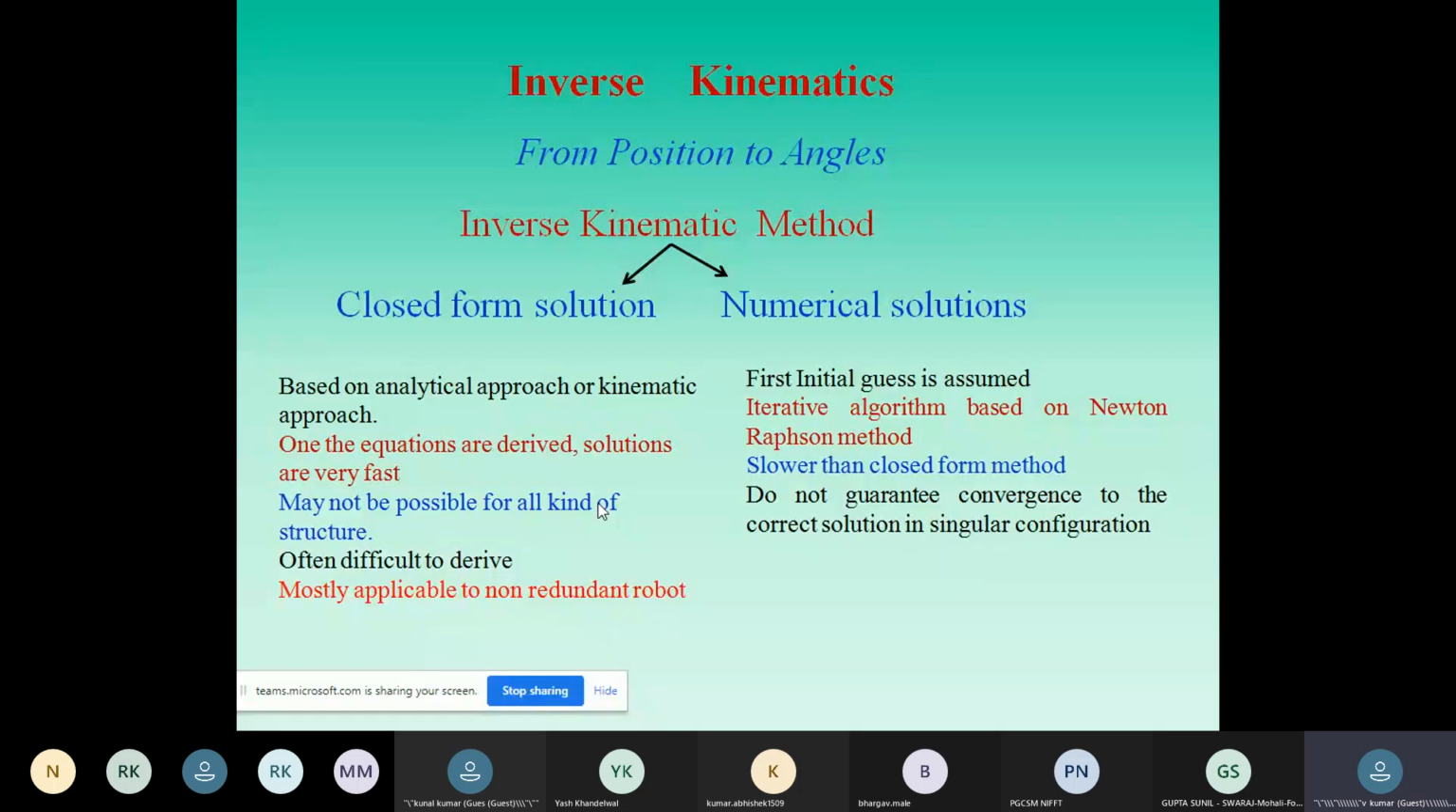What is the numerical method? It is used where a redundant manipulator is there. In this method we initially guess some assumptions. You know the Newton-Raphson method, where we use some assumptions and initial solutions, then we go to the final solution by some increments. But this method is very slow. So we will only concentrate on the closed form solution. For the inverse kinematics problem, we only go for the closed form solution. We will not go for numerical solutions.